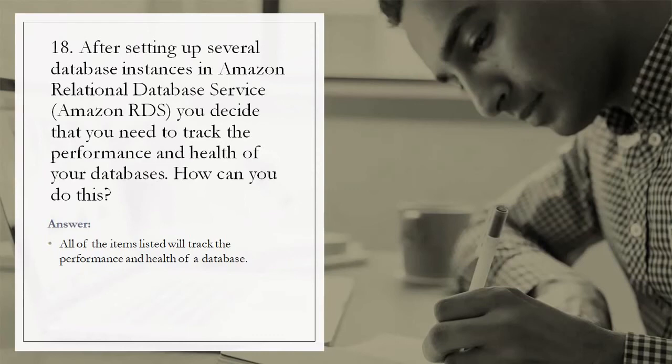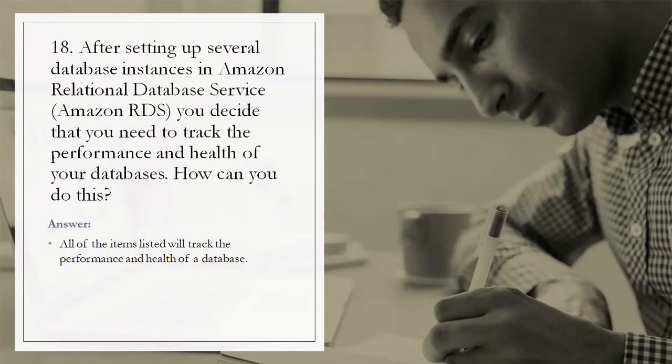Question number 18. After setting up several database instances in Amazon Relational Database Service, that is Amazon RDS, you decide that you need to track the performance and health of your database. How can you do this? Answer: all of the items listed will track the performance and health of a database.